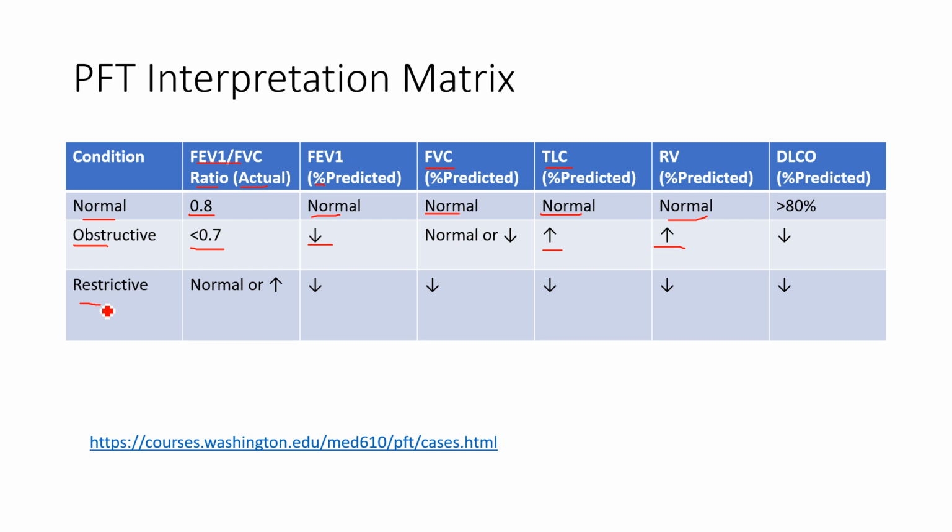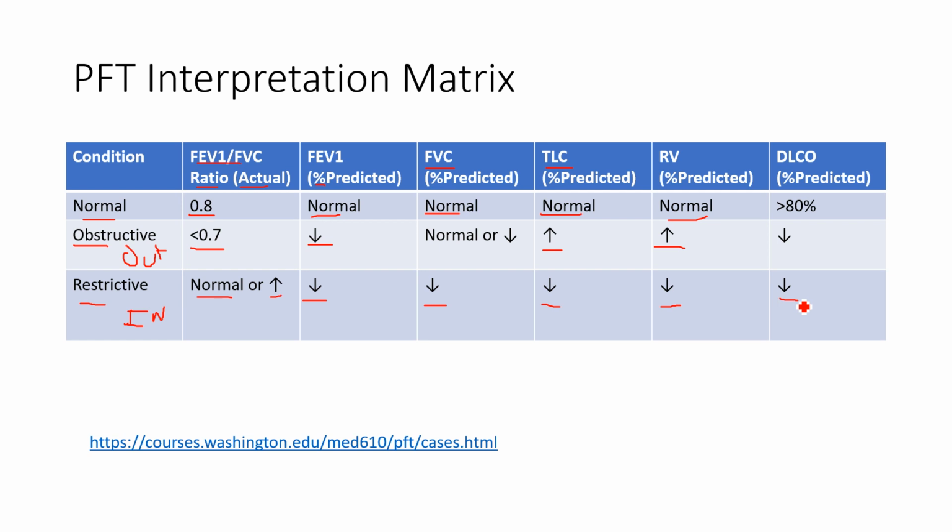Now, a restrictive defect, again, we'll always look at our FEV1 FVC ratio first. This will either be normal, so around 0.8, or increased, because both FEV1 and FVC decrease in a restrictive defect. We would also expect total lung capacity to decrease and residual volume to decrease. The lungs are just getting smaller. The volume is just less. They have problems getting air in. The lung volumes are just small. Whether it's an intrinsic disease or an extrinsic disease, there are problems getting air in. Obstructive, problem getting air out. And if it's an intrinsic disease, we will also see DLCO likely decrease.